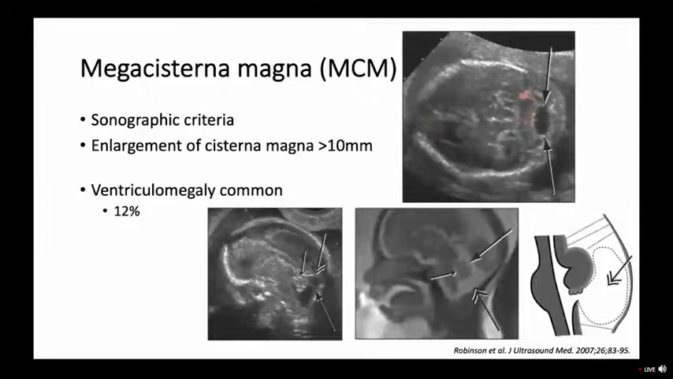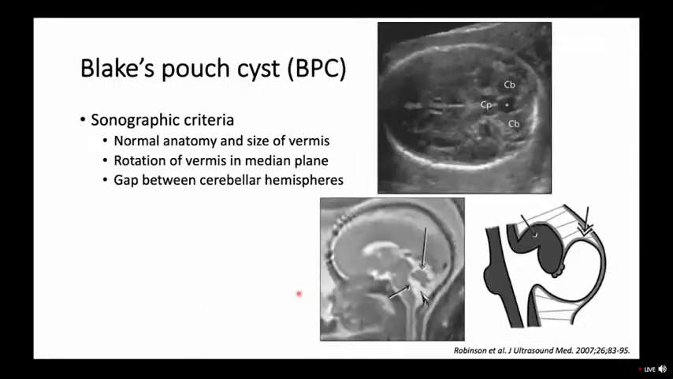Megacisterna magna. Well, here, let's see. Cerebellum on both sides looks good. We see the vermis looks good. If I measure this, though, there's just this weird ovoid enlargement of the cisterna magna. That is megacisterna magna. You see the cerebellum placed low in the fetal head on that mid-sagittal plane. It's not elevated. That's just going to be an abnormality of the cisterna magna.